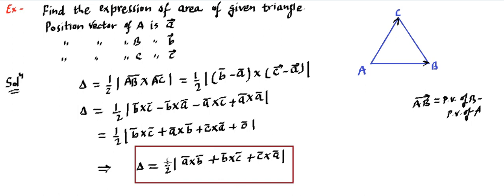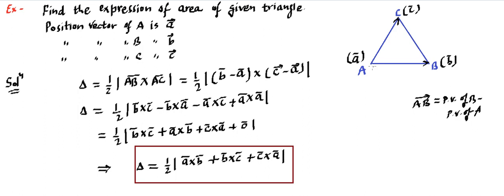So area of a triangle is going to be written as half mod of A cross B plus B cross C plus C cross A, if A, B, C vectors are indicating the position vectors of these vertices, or terminal points, endpoints, or corner points. Sometimes we will also indicate this as A vector, that means position vector of A. This is B vector, that's position vector of B. This is C vector, that means position vector of C.